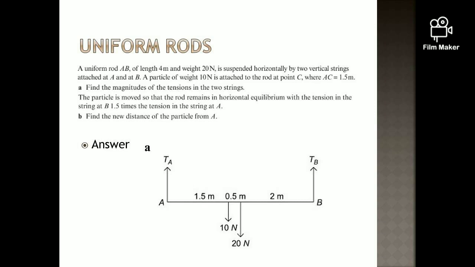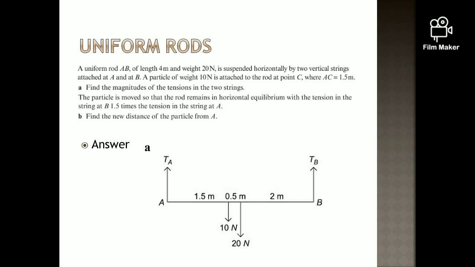Let's try to understand the rest of the question. It is supported horizontally by 2 vertical strings at A and B. Therefore, there would be 2 tensions. In the same way, if you keep it on 2 supports, or hang it with 2 strings, there would be 2 tensions. I'll mark the tensions as TA and TB upwards, right? A particle of weight 10 newtons is attached to the rod at C, where AC is 1.5 meters. At AC there would be another weight of 10 newtons.